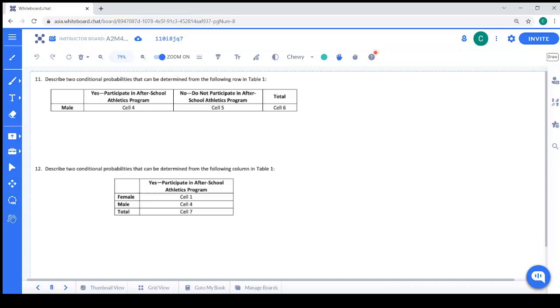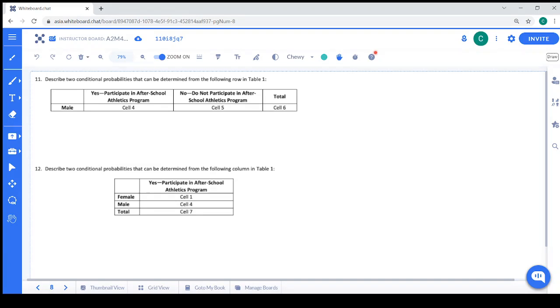Describe 2 conditional probabilities that can be determined from the following row in table 1. So here we're looking at the males, not the females. So what we're going to have to do is, did I not? I don't think I put the questions on the other one. Okay, so let's just look at this. What can we decide based on just this table?